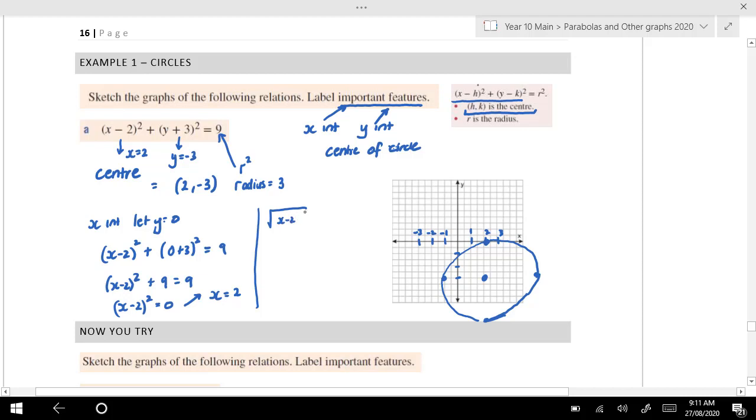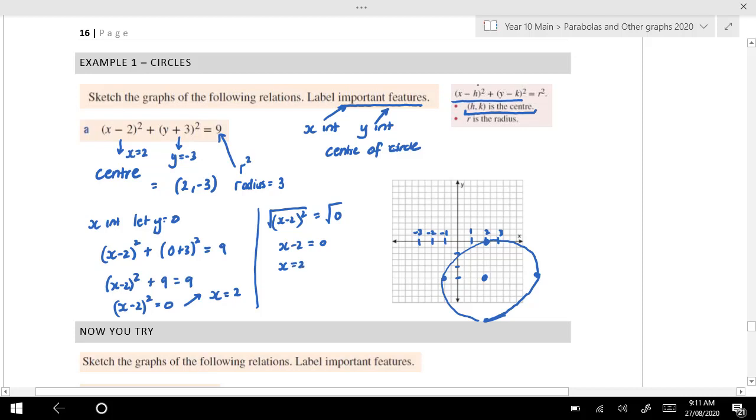Okay, so take the square root of both sides. The square root of 0 is just 0 though, so when I do that, there's only one solution. That's X minus 2 is equal to 0, and add 2 to both sides, X is equal to 2.